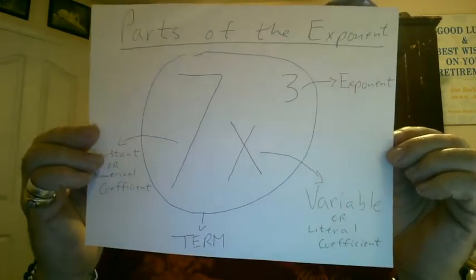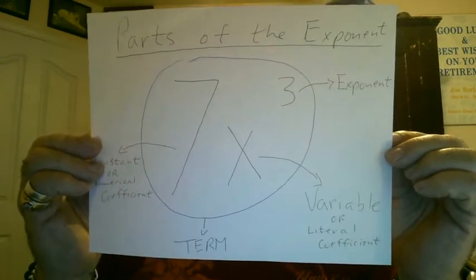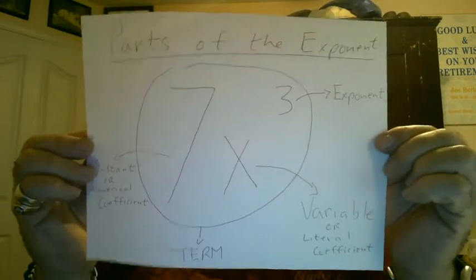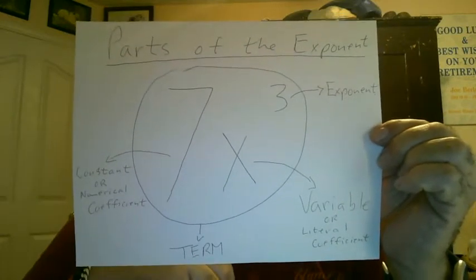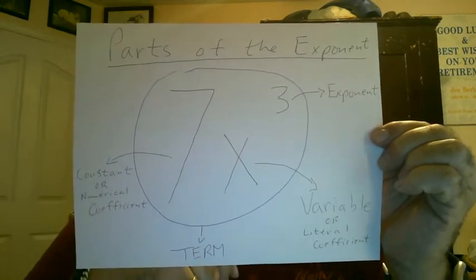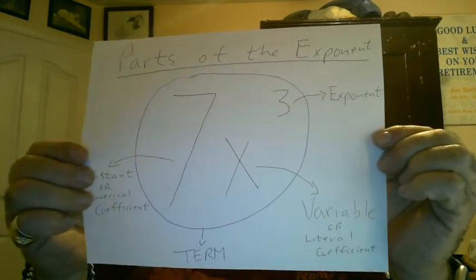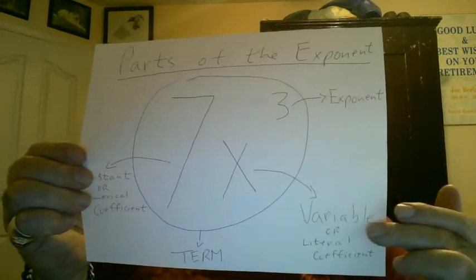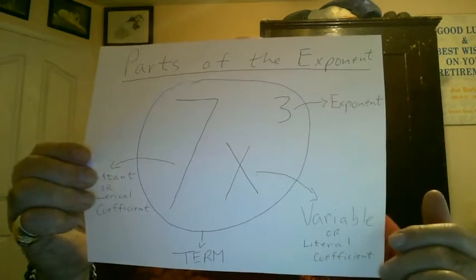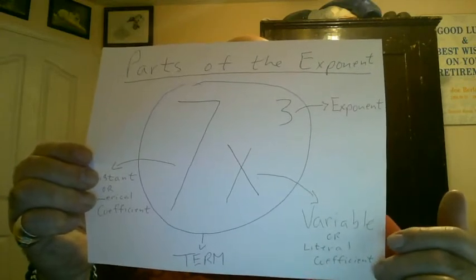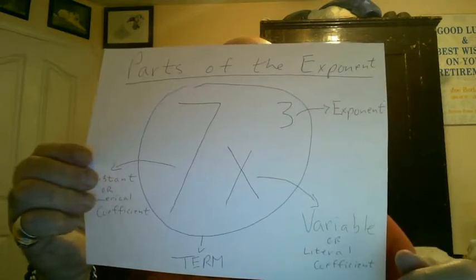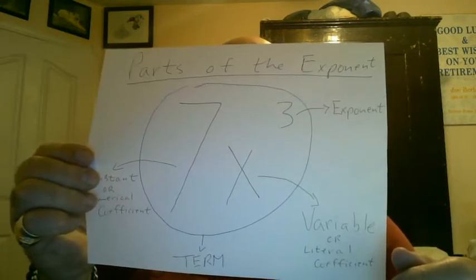Once we finish that, then we can say, okay, what about the 7? What does it mean? Well, the 7 basically means it is a constant or numerical coefficient. The variable is x, and it can also be considered the literal coefficient. Notice that numerical coefficient means number, literal means letter. So that's an easy one to remember. So now those are the parts of the exponent.